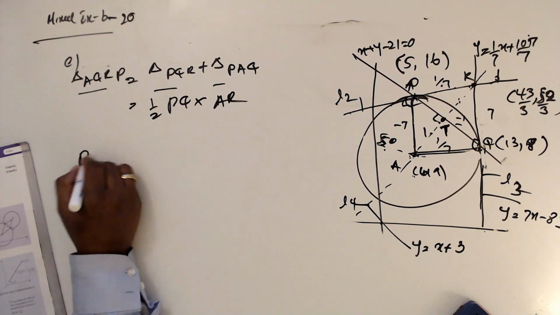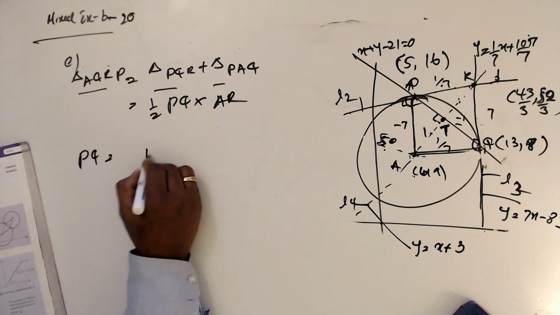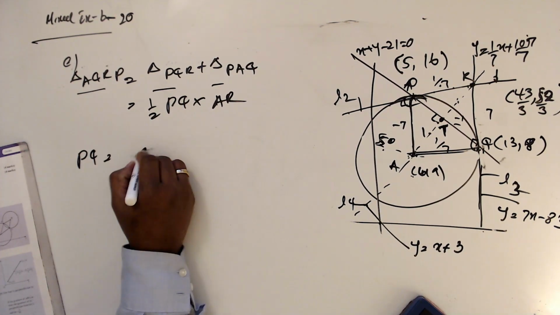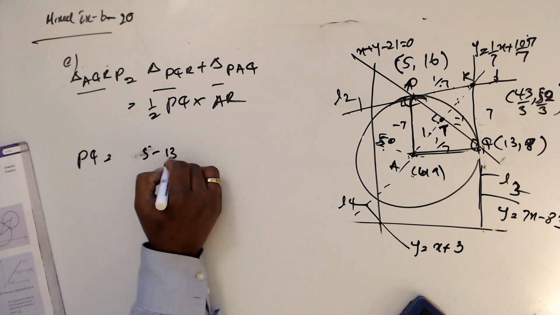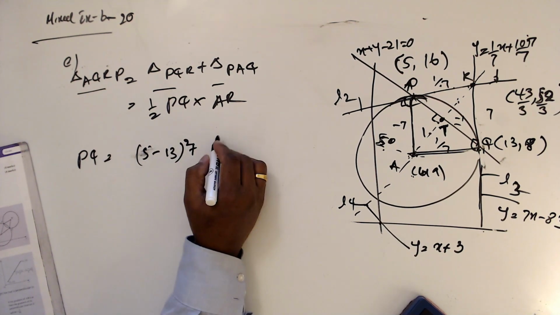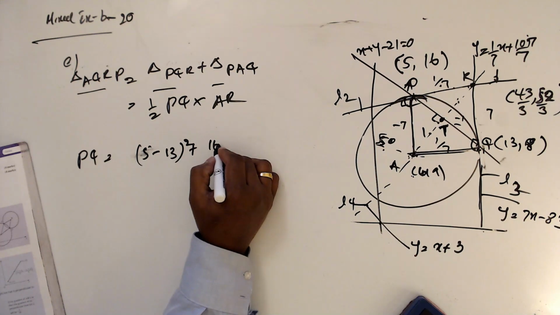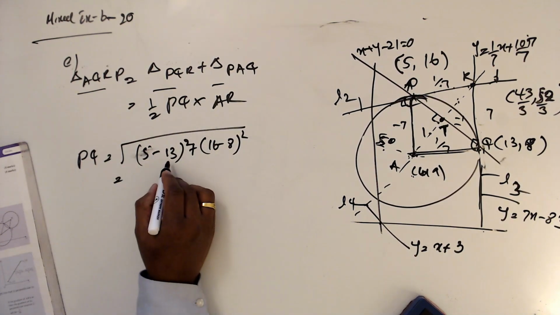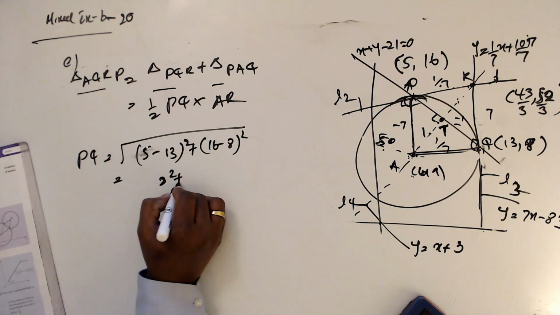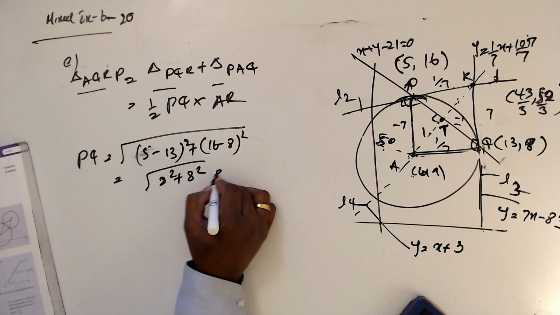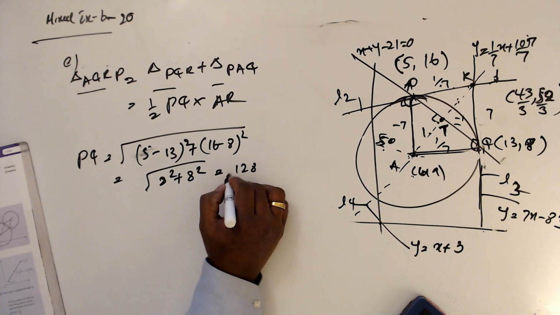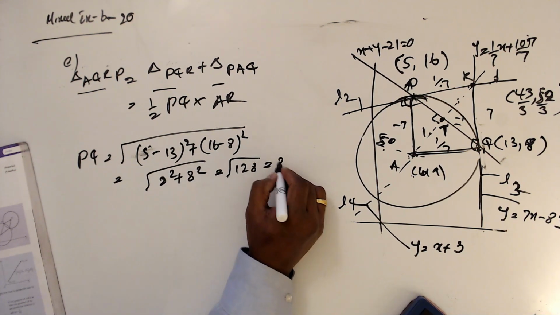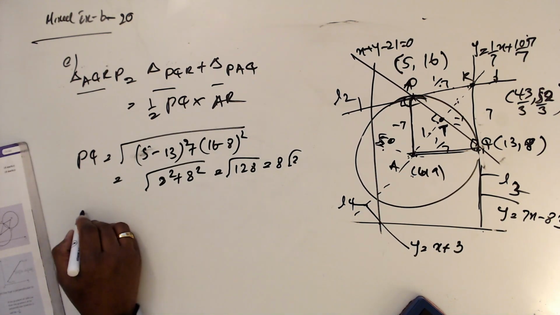PQ is the square root of (15 minus 13) squared... sorry, (5 minus 13) squared plus (16 minus 8) squared. This is going to be the square root of 8 squared plus 8 squared, which is 128. The square root is 8 square root 2.